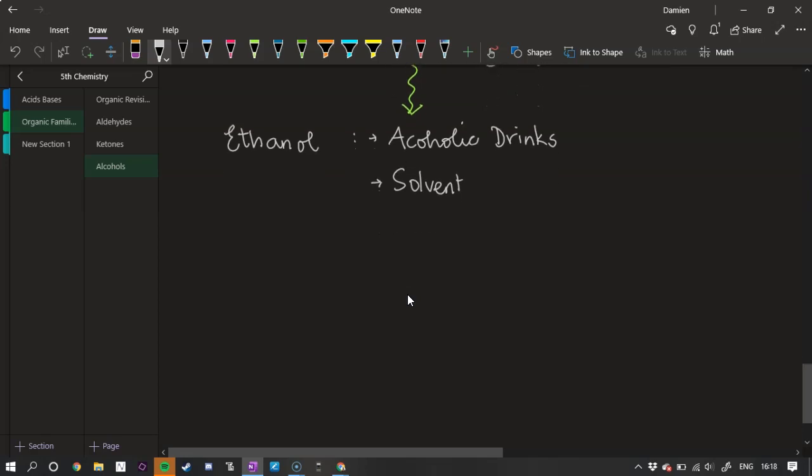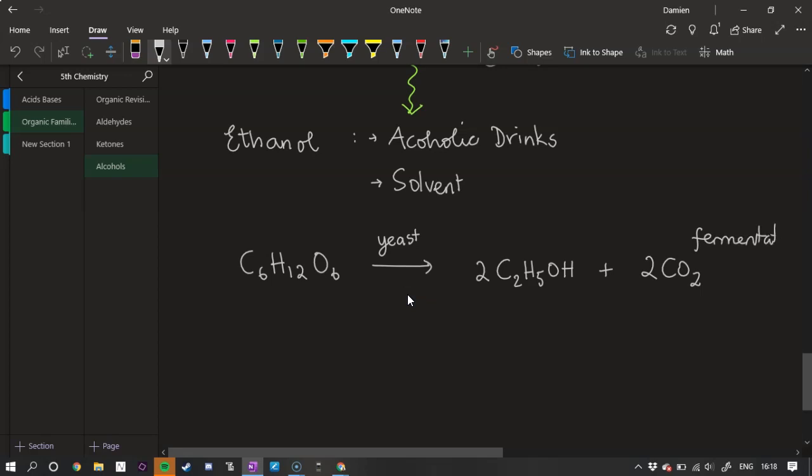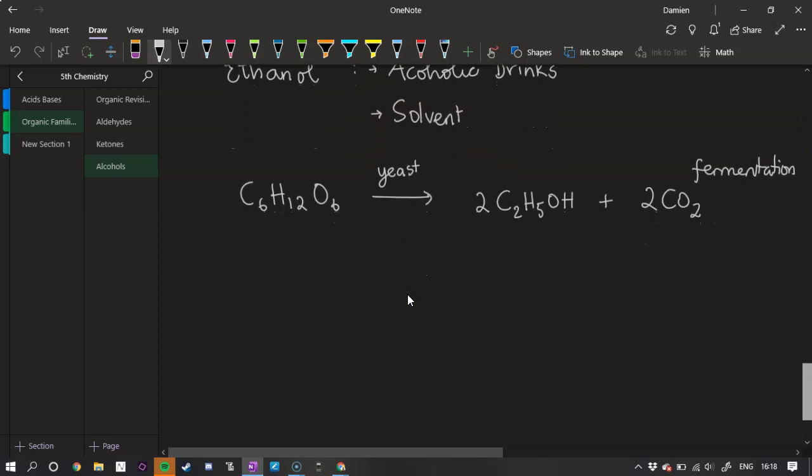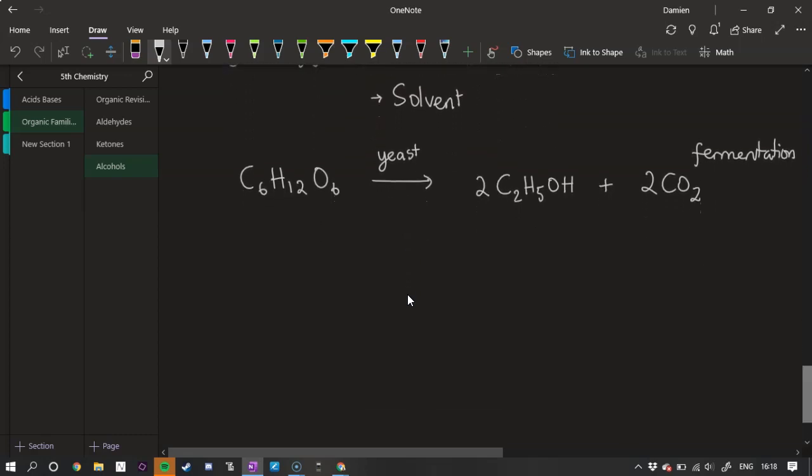How are alcoholic drinks formed? Well, it's the fermentation of glucose. So if you take glucose, which is C6H12O6, the sugar, and you react that with yeast, you end up with ethanol, which is C2H5OH. And we've got two of those. And you also end up with carbon dioxide, CO2, two CO2s. So that's the fermentation. And that experiment is done in Leaving Cert biology. Those of you who are doing Leaving Cert biology will probably know that experiment, or you'll be doing it in 6th year.